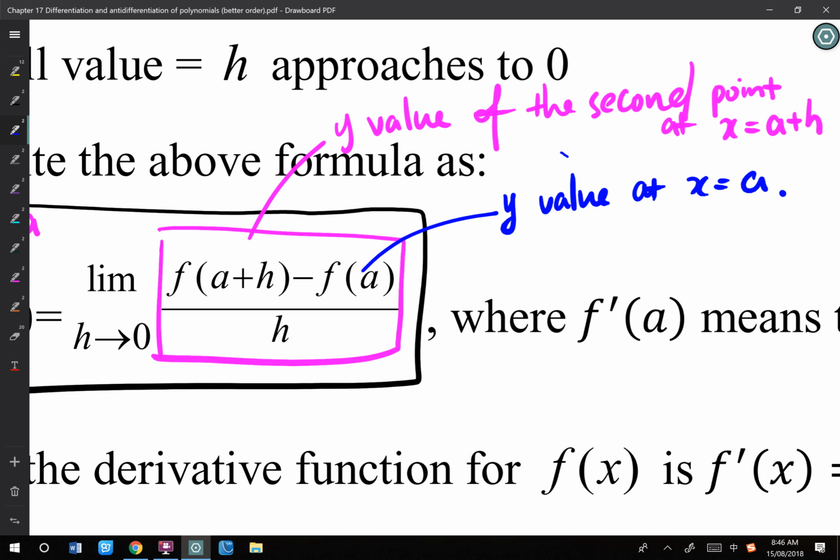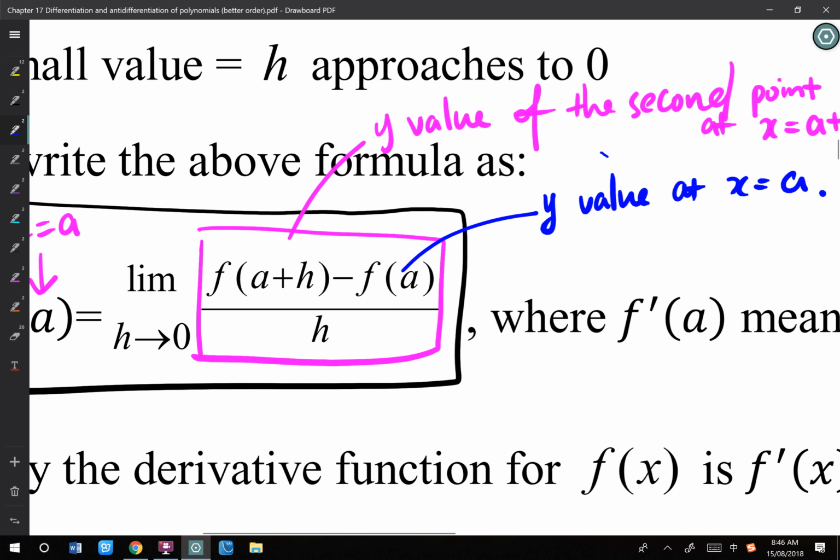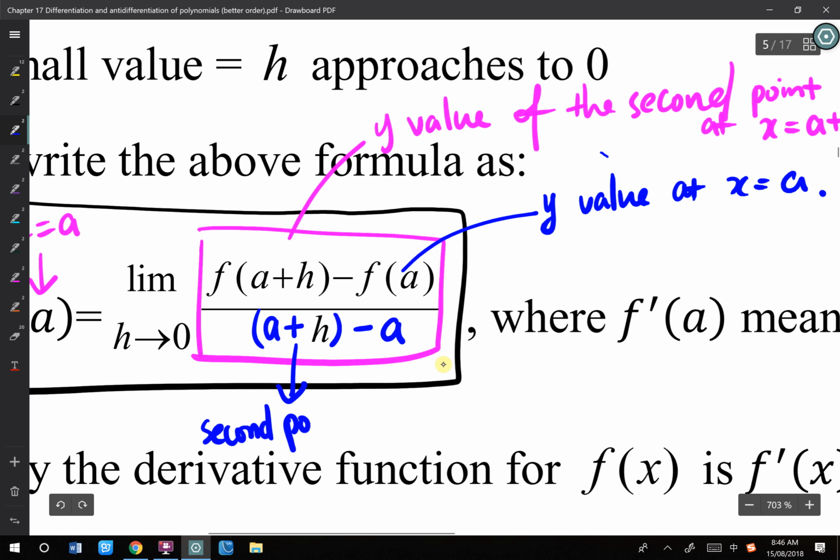Okay, what's this h? This h is interesting. I can put (a plus h) minus a. What's a plus h? The second x value, right? The second point's x value. What's a? The first x value.